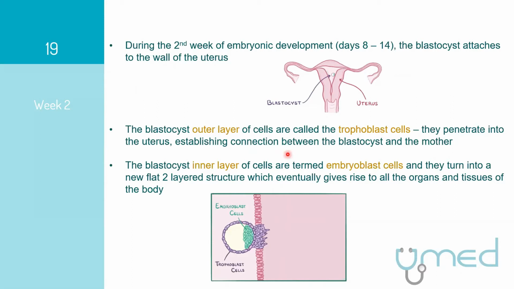What they do, they penetrate into the uterine wall, establishing connection between the blastocyst and the mother. Now, the blastocyst's inner cells are termed the embryoblast cells. See here, we have the inner cells. So the outer cell will be trophoblast, inner cell, embryoblast. And they turn into a new two-layered structure, which will eventually give rise to all the organs and tissues of the body. Now, anyone knows the name of this two-layer structure that I'm talking about?